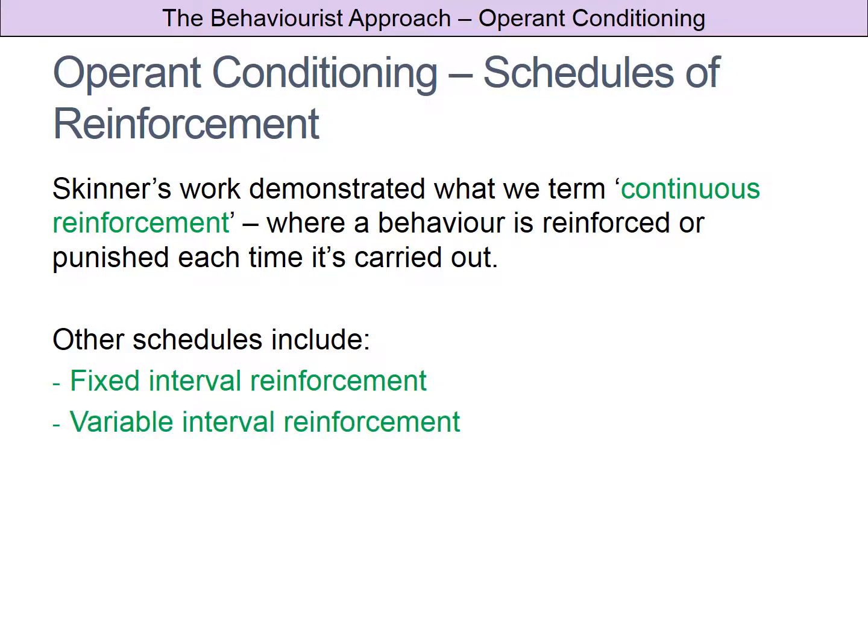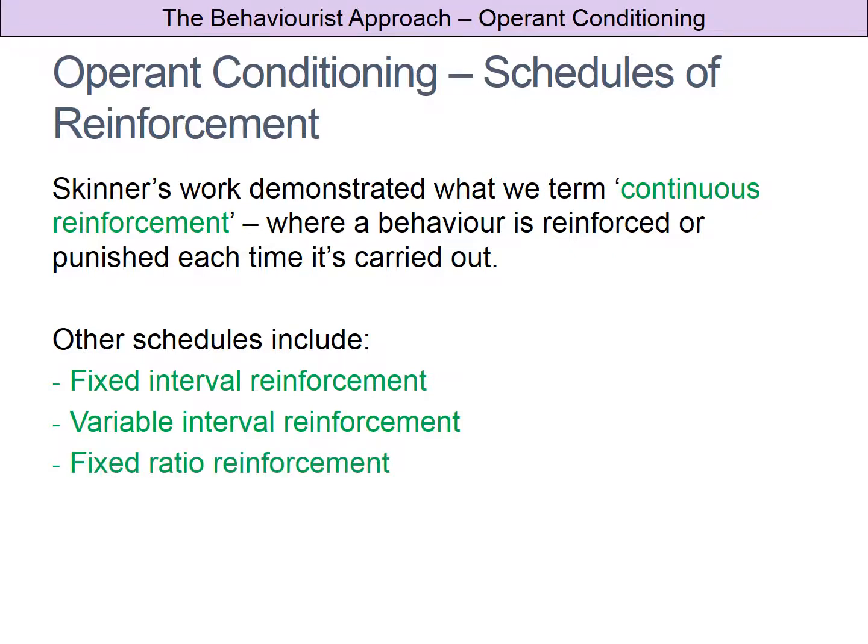Variable interval reinforcement. Now this one is slightly more complex. It means that the reinforcement or the punishment will occur, say on average every 10 minutes, but not necessarily on the 10-minute mark. So it could be 2 minutes, or it could be 8 minutes, it could be 12 minutes. It will all average out as being every 10 minutes, provided the behaviour has occurred within the preceding time interval, but it's not on that 10-minute mark. 10 minutes is just an example, it could be any time period.